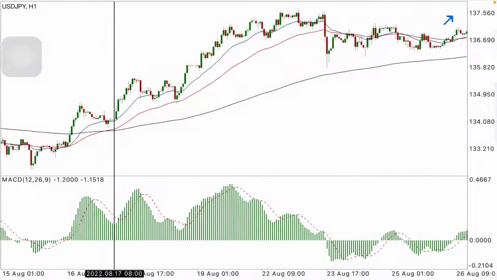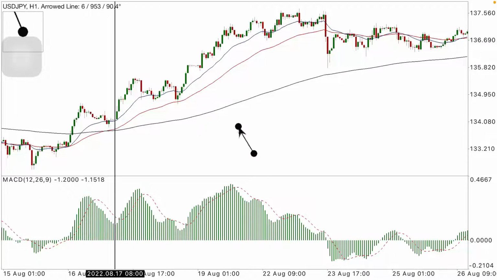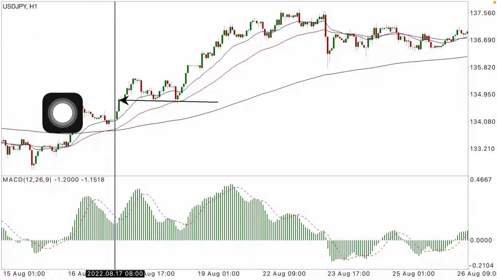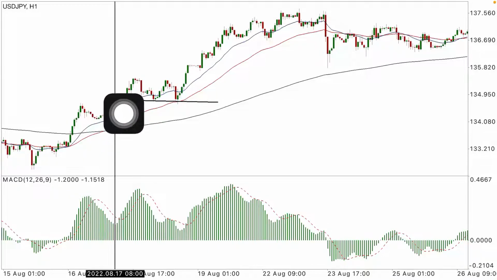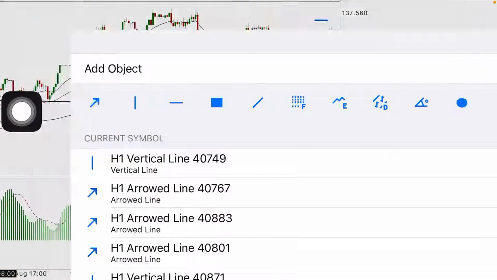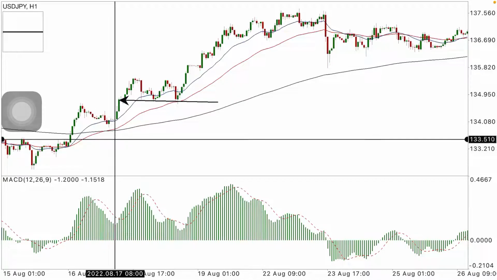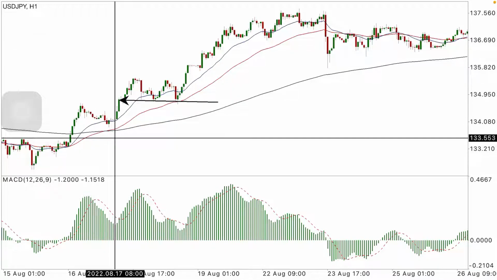This is going to be your entry right here, because price broke the EMAs to the upside, came and retested the EMA right here, and continued to buy. So when price has started buying, you get in here, and your stop loss will be just below the EMA right here. Your stop loss will be right here.